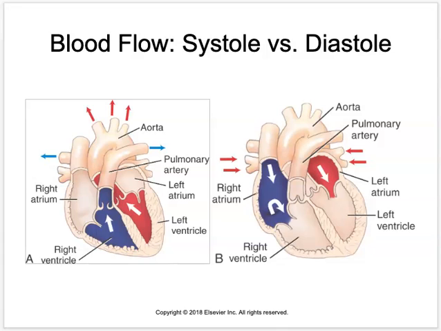So if we're looking at blood flow during systole and diastole, that is what we're seeing here. A is showing you blood flow during systole. This is when the ventricles are contracting. And then image B here is showing you blood flow during diastole. This is when the ventricles are relaxed and the atria are contracting.